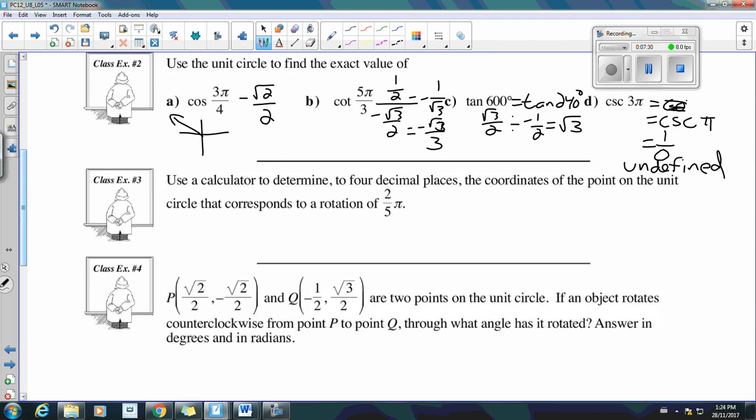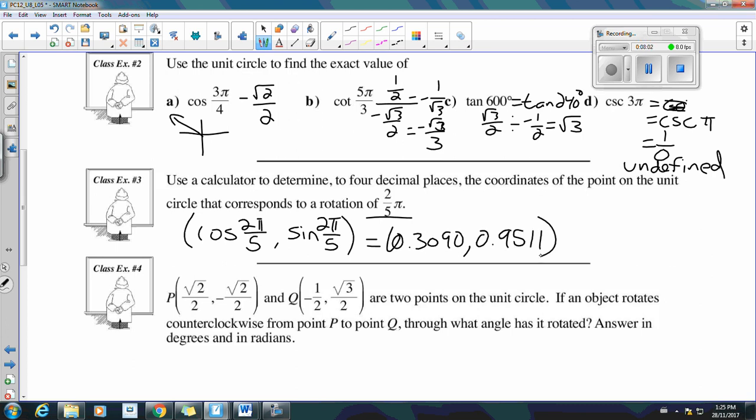Example 3, use a calculator to determine to 4 decimal places the coordinates of the point on the unit circle that correspond to the rotation of 2/5 pi. Well, this means we need to calculate the cos of 2 pi over 5 and the sine of 2 pi over 5. This is an angle in radians, so you'd have to make sure your calculator is in radian mode. And you get the coordinate 0.3090 and 0.9511.